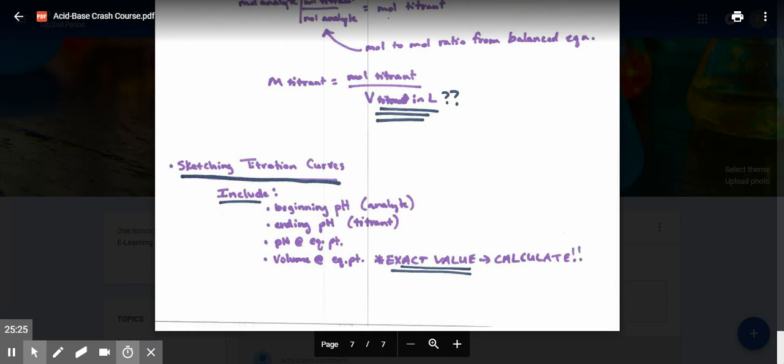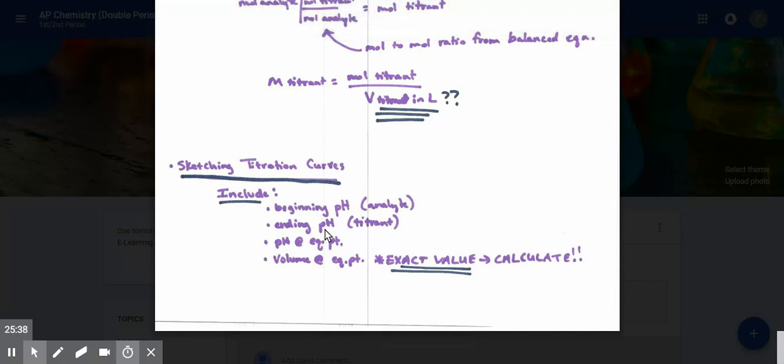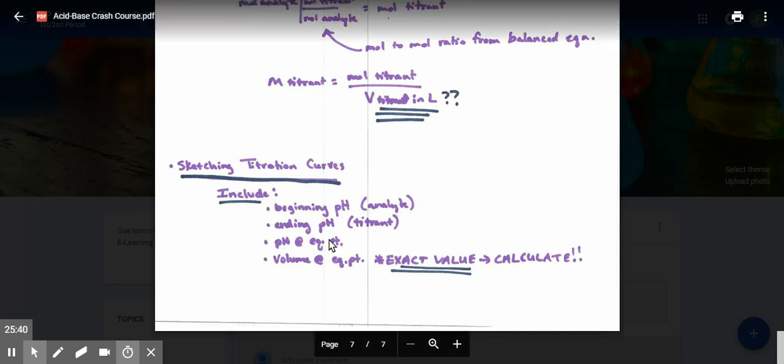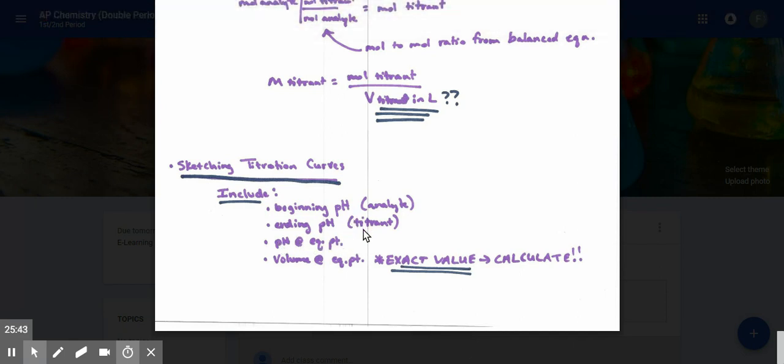Last but not least, sketching titration curves. So anytime you have to sketch a titration curve for a free response question, make sure you include the following: the beginning pH, that's of my analyte; the ending pH, that's of my titrant; the pH at the equivalence point. Now, all of these can be rough ranges, all right? It has to be in the proper range. So weak acid, weak base, strong acid, strong base range. Same thing for the ending pH.